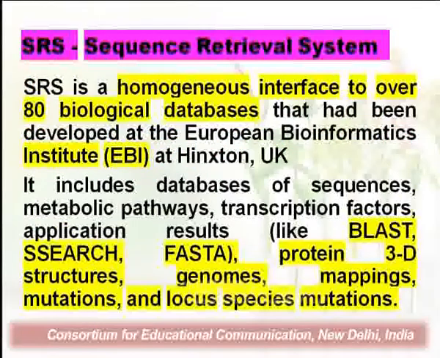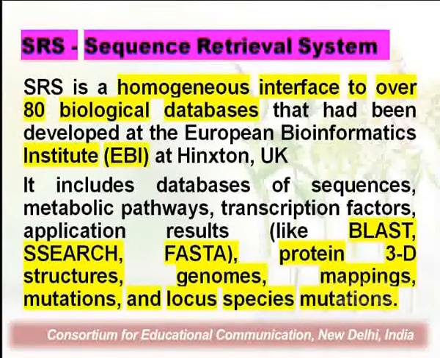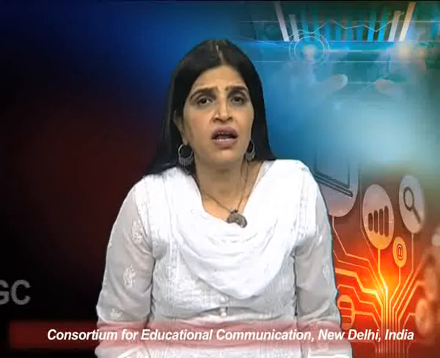SRS, the sequence retrieval system, is a homogeneous interface which covers 80 biological databases. You can retrieve data from 80 biological databases in one place. This was developed by the European Bioinformatics Institute, EBI, and includes a lot of databases like metabolic pathway, transcription factor, BLAST, FASTA, protein 3D structures, genome mapping, and mutations. It is a very popular one, and it covers up to 80 biological databases.